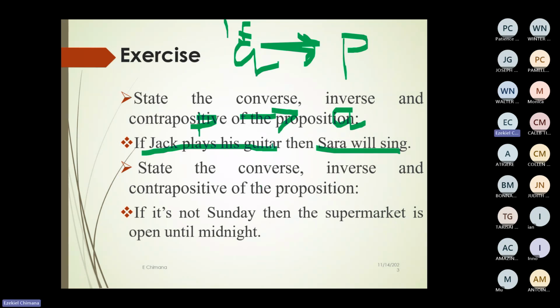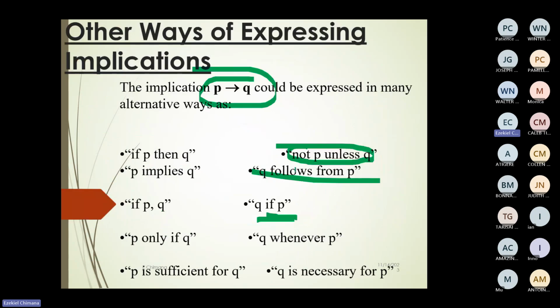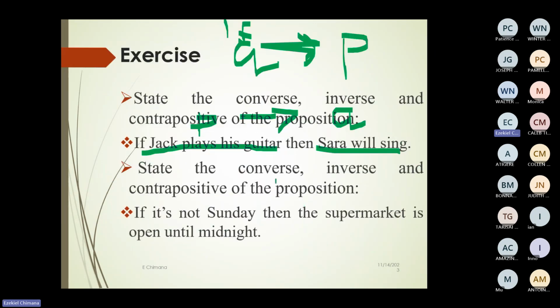Then it means it's no longer a what? It's no longer an implication or a condition, unless you phrase it using these statements: not P unless Q, follows this, and whatever. If you are using these keywords, Sarah will sing whenever Jack plays his guitar. It's still acceptable, just like that.